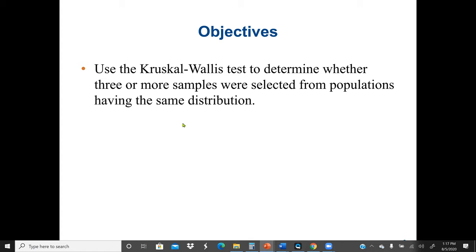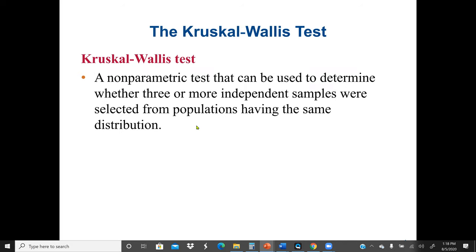Okay, in our previous lectures, we used the Wilcoxon test to determine if two dependent samples were selected from populations having the same distribution. And this test, again, three or more samples. So again, the Kruskal-Wallis test is a non-parametric test that can be used to determine whether three or more independent samples were selected from populations having the same distributions. So we can see the difference between the Sine test, Wilcoxon, and Kruskal-Wallis test.